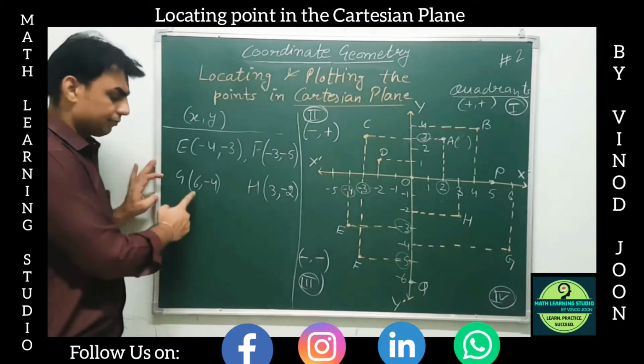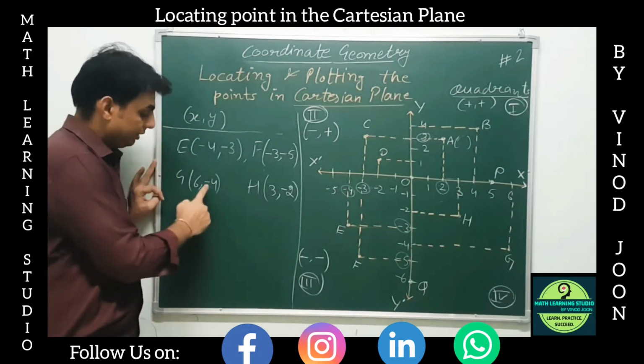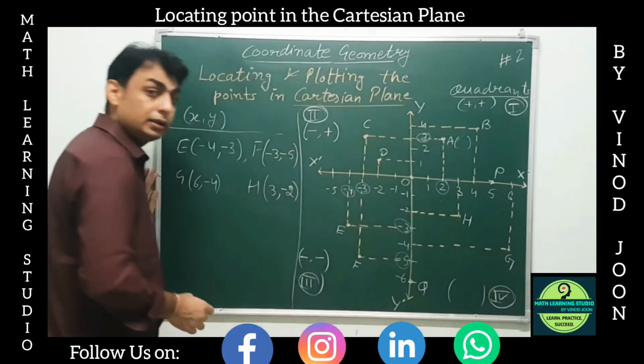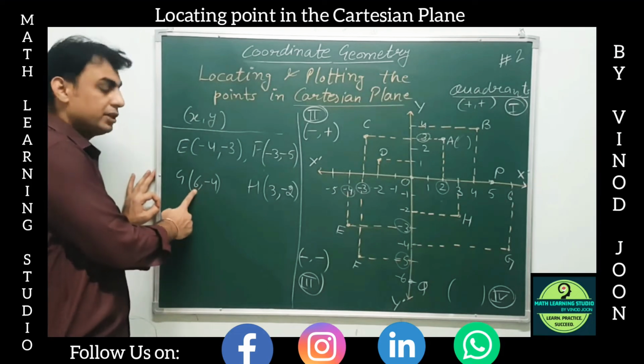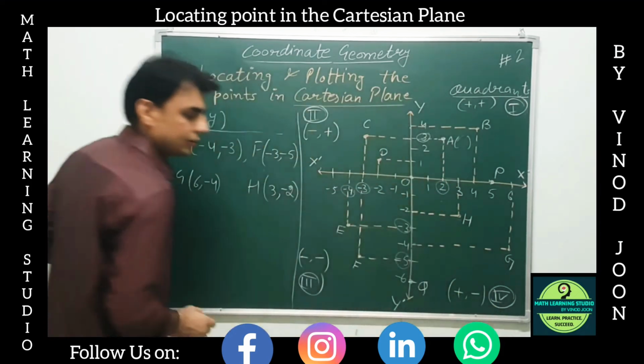Again, what do we observe? The value of x in both the points is positive and the value of y is negative. So in this fourth quadrant, what do we get? We get the values as positive and negative. So it will be plus and minus.